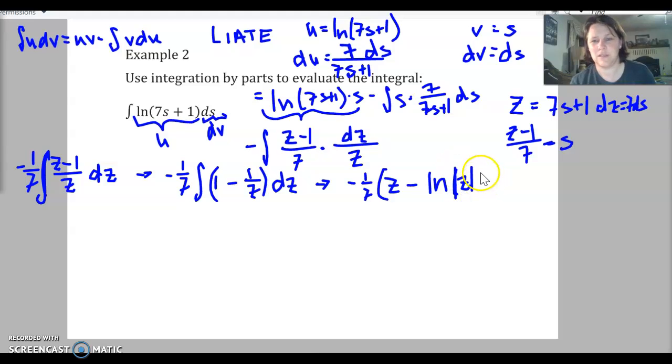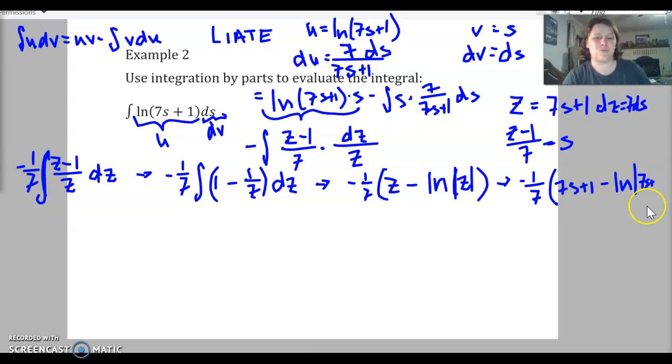Better put absolute value bars on there. And yeah, that's it. So we finally got all of that. Let's plug our z back in, and now we'll be able to put our equations back together again. So we've got -1/7, and I could have done this a lot shorter. I skipped quite a few of those steps, but I just want to make sure to get them all in there. So z, which is 7s plus 1, minus the natural log of z, which is 7s plus 1. I'm going to run out of room here, so pretend that's a 7s plus 1.